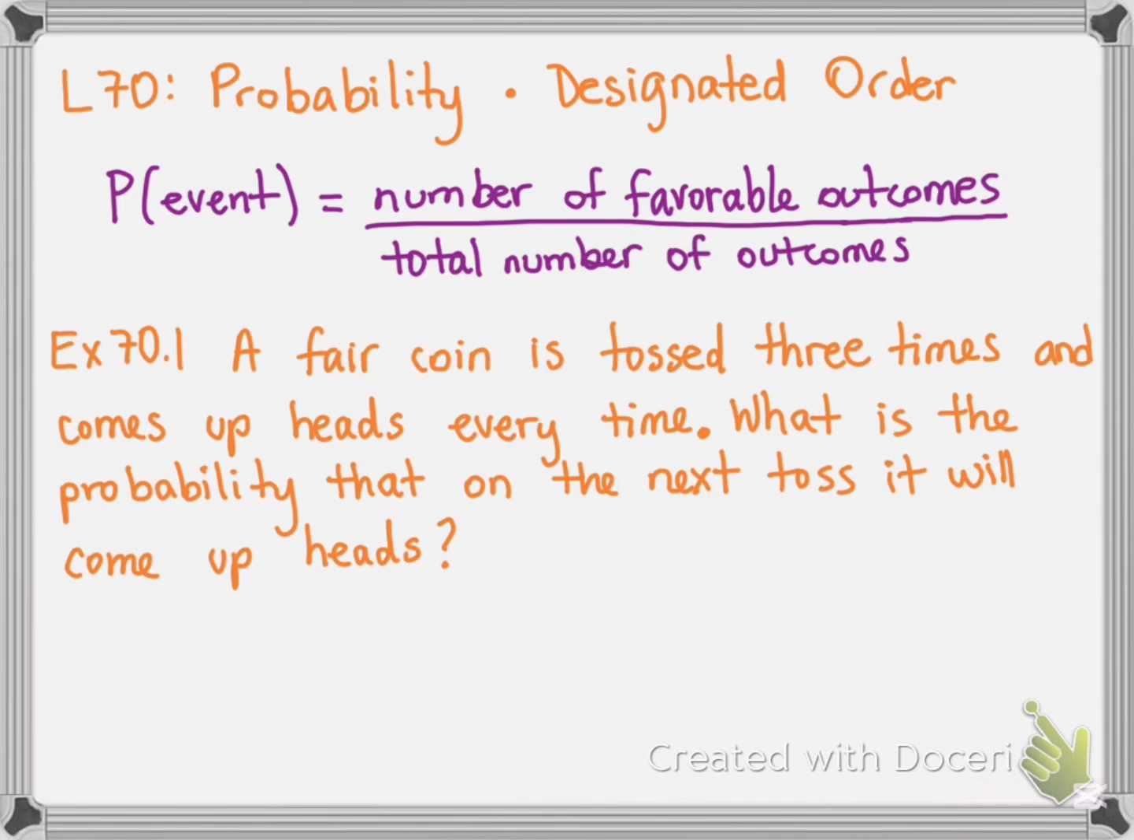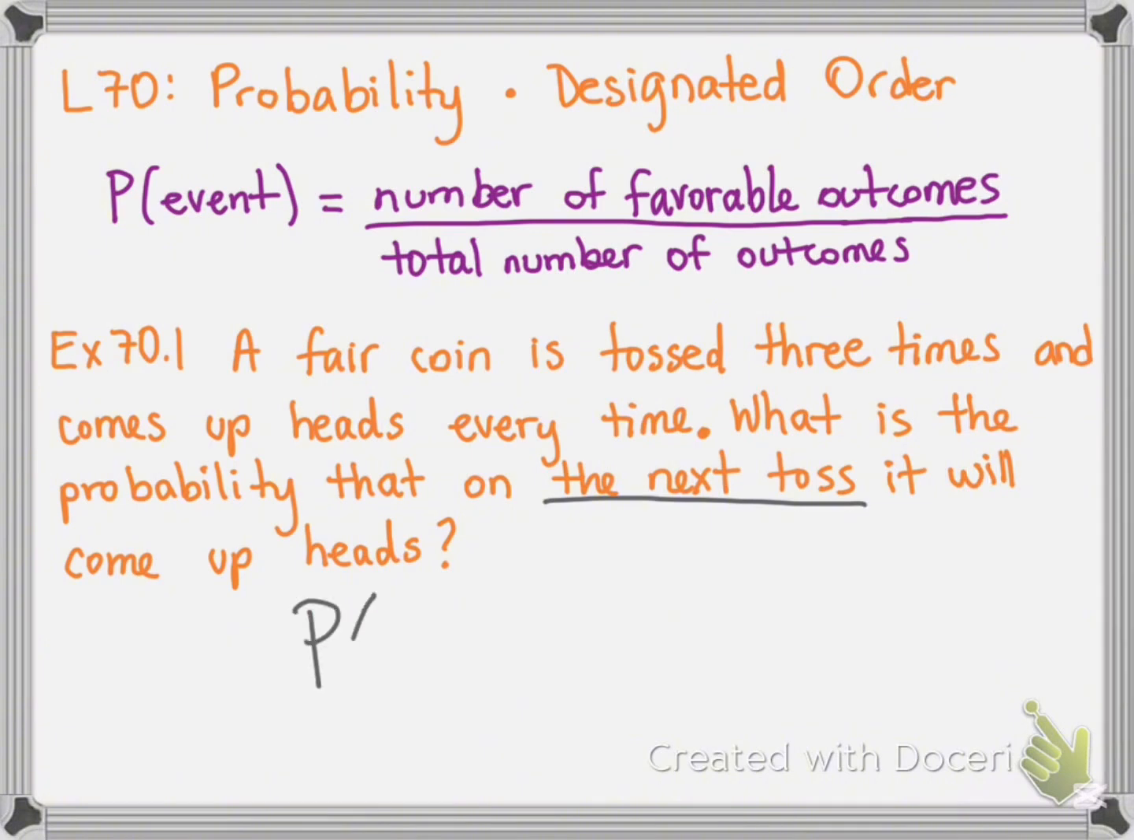It says a fair coin. A fair coin just means that it's not weighted, so it's as probable to fall one side or the other. A fair coin is tossed 3 times and comes up heads every time. What is the probability that on the next toss, so it's completely independent from the other 3 times, it will come up heads? So let's think about it.